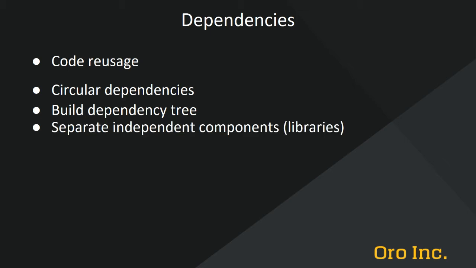You can also separate some pieces of your components as independent components or libraries. You can publish them, you can sell them, it's up to you to decide, but it might be a very good thing to do if you have circular dependencies, or just make one of the components completely independent.